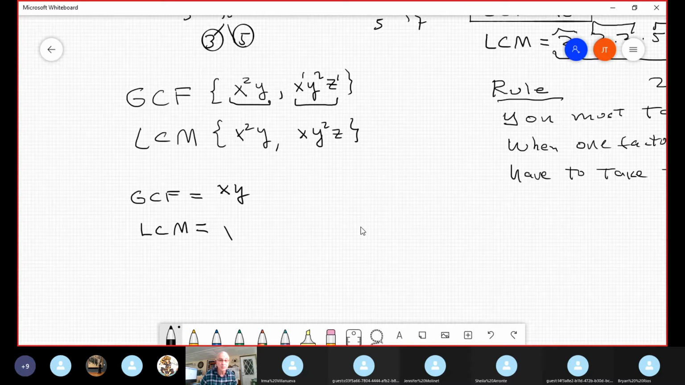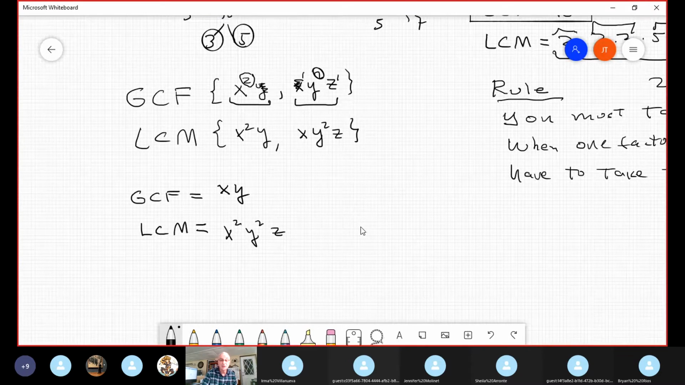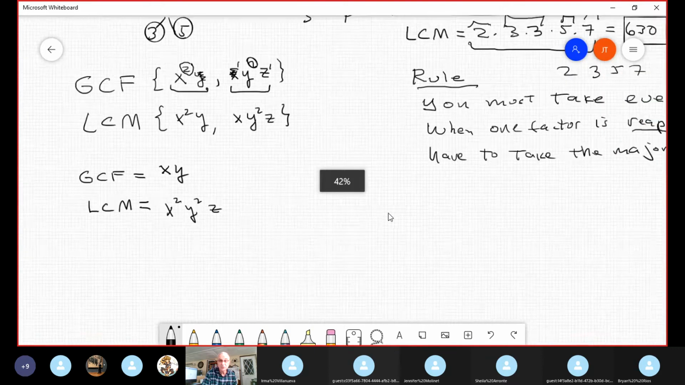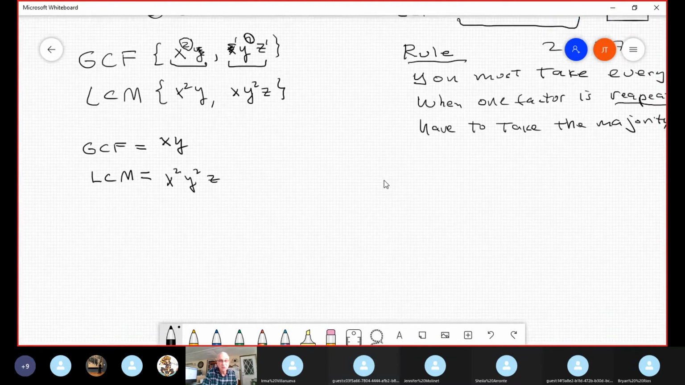So it is x squared, y squared, and z. Okay? x is repeated, you take the bigger exponent, which is 2, you ignore this guy. y is repeated, you take the bigger exponent, you ignore this guy. And z is not repeated, but I need to take it for the least common multiple. Remember the rule: you must take every factor, numerical factors or algebraic variable factors. Confusing? Yes, I know. Very, very confusing.